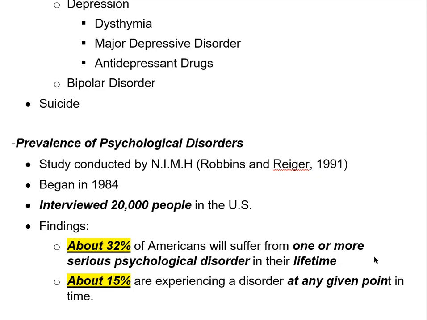Question number 1 that they wanted to answer: over the course of a lifetime, what percent of Americans will suffer from one or more relatively serious psychological disorders? The answer was 32%. Now, this was a jaw-dropping statistic. When the first results of this investigation were leaking out in the 1980s and the early 1990s, nobody expected the numbers to be this big. What do you mean, relatively serious psychological disorder? It's got to be serious enough that it's interfering with your life.